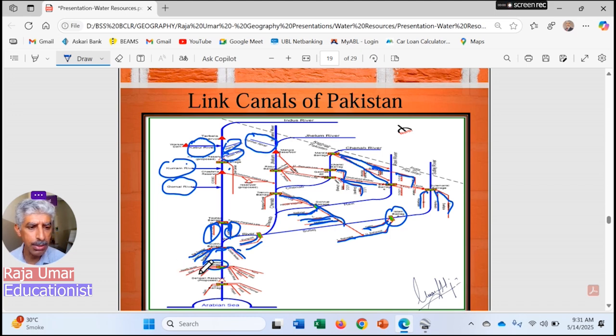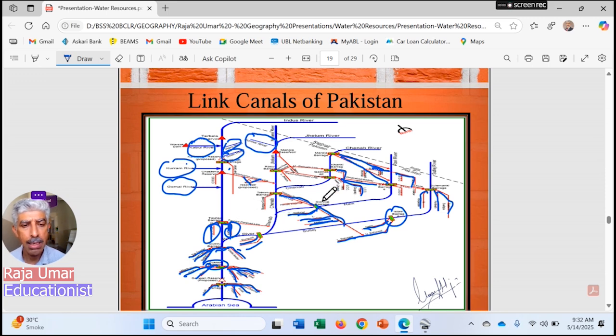And from Sukkur Barrage, you can see that three canals are going towards the western side of Pakistan, towards Balochistan and the Sindh province, and these four canals are purely for Sindh province towards the eastern side. And here at the Kotri Barrage, right at the bottom, the areas of Hyderabad division are irrigated through these canals. So you can see that there are many smaller canals.